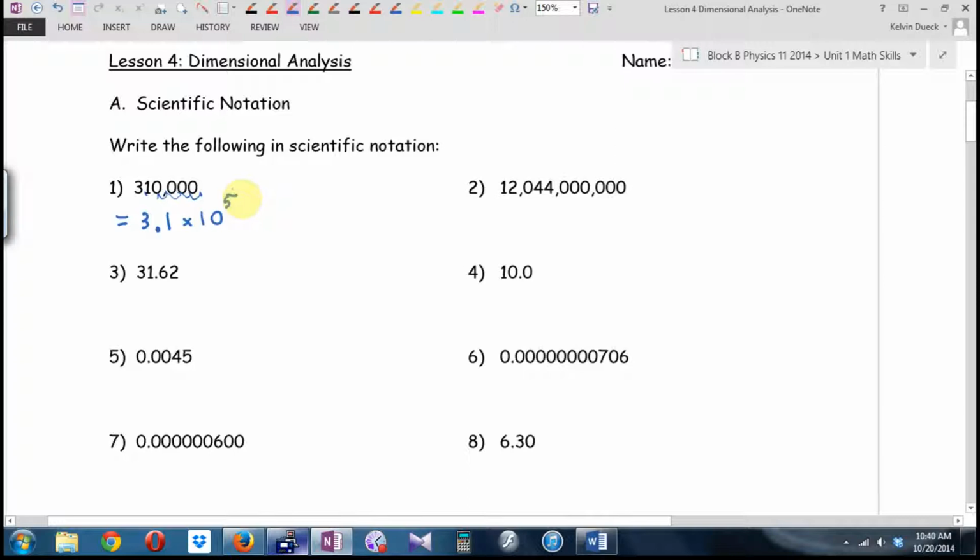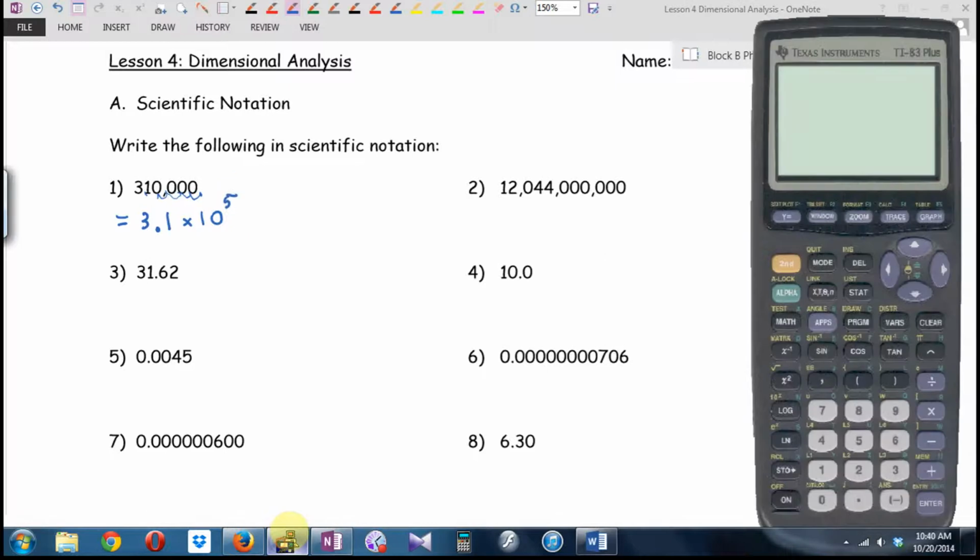Get your calculators out. How do you type this in? Here is how you don't type this in. You do not type 3.1 times 10 to the power of 5. That may look right, but I guarantee it's going to come back to haunt you. Trust me. So what all of you are going to type is 3.1.